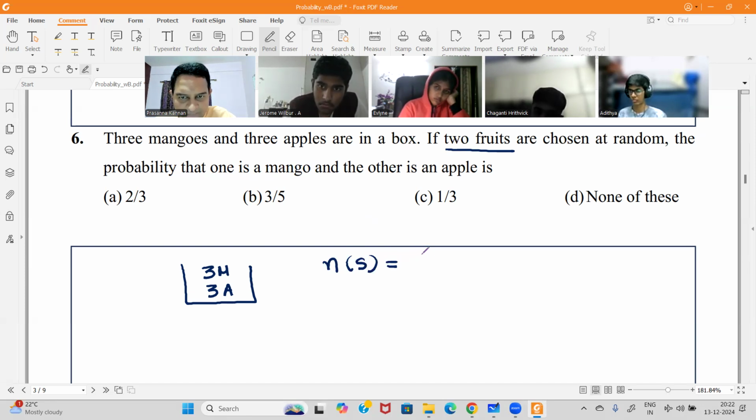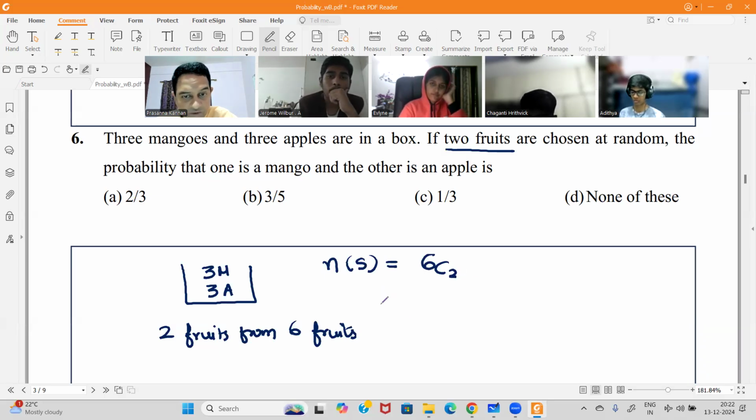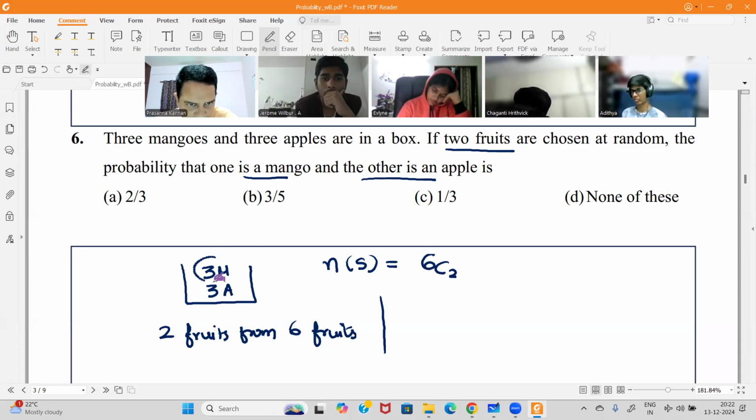Can you tell me what it's going to be, Jerome? I'm selecting 2 fruits from the total of 6 fruits. How many ways can I do it? 6C2, sir. Very good, very good. 6C2, correct? Now, one fruit should be mango, one fruit should be apple. So from 3 mangoes, I have to select 1 mango, isn't it? So what will be the number of ways, Jerome? 3C1, sir. Very good. That's for the mango.